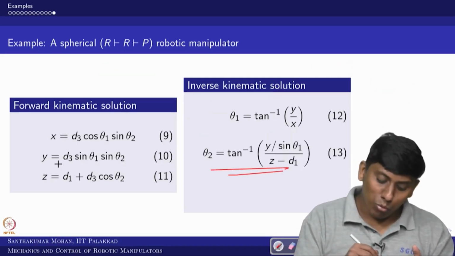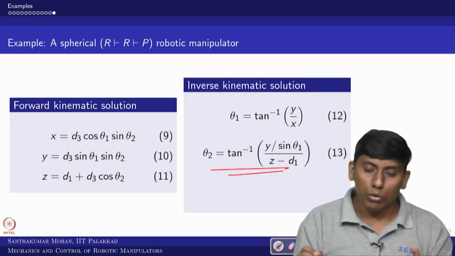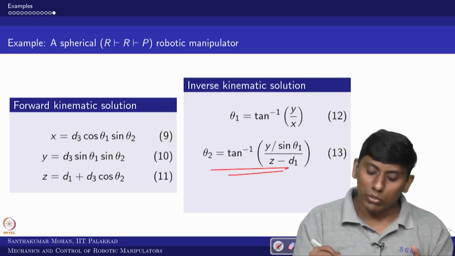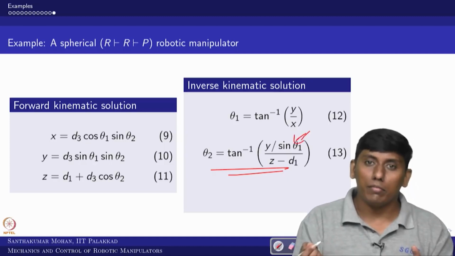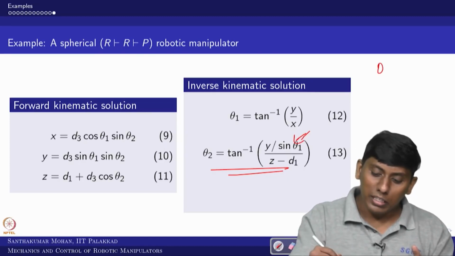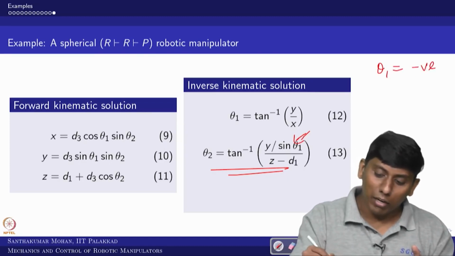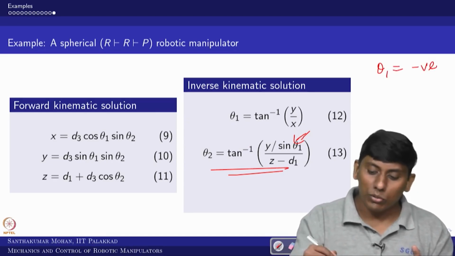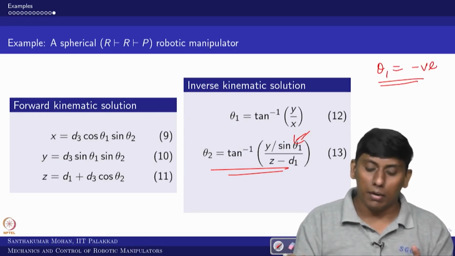Here I have taken y divided by sin theta 1, but you can take anything. We have taken this because the negative sign of theta 1 will play a role. If theta 1 is a negative value and you take cos theta 1, that will not give the sign change. That's why we have taken sin theta 1.